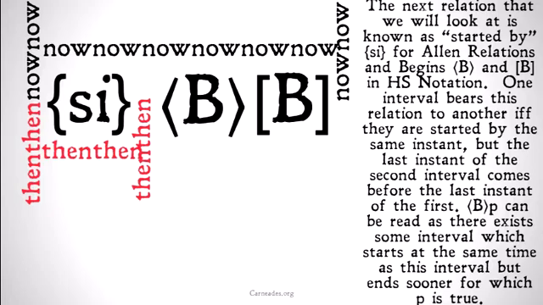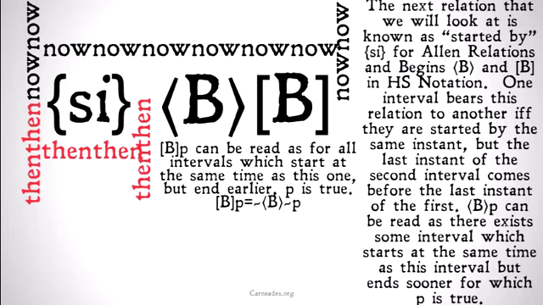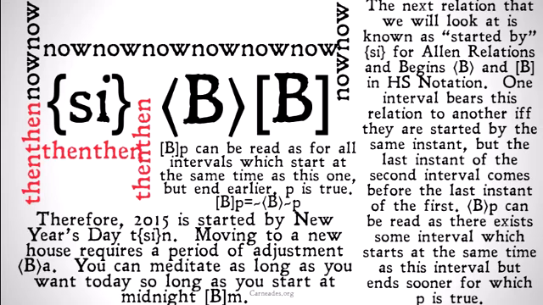B in diamond brackets can be read as there exists some interval which starts at the same time as this interval, but ends sooner, for which P is true. And in the square brackets, B can be read as for all intervals which start at the same time as this one, but end earlier, P is true. Therefore, 2015 is started by New Year's Day.